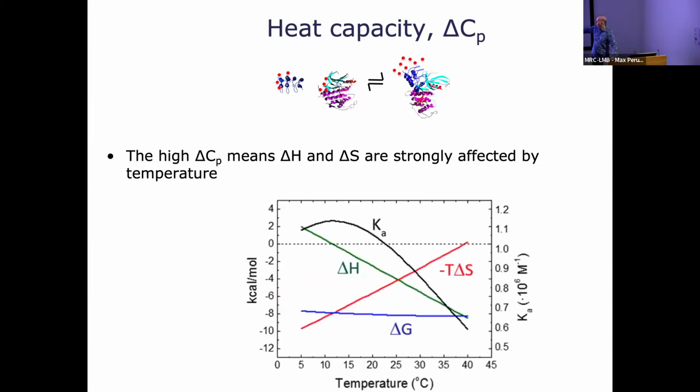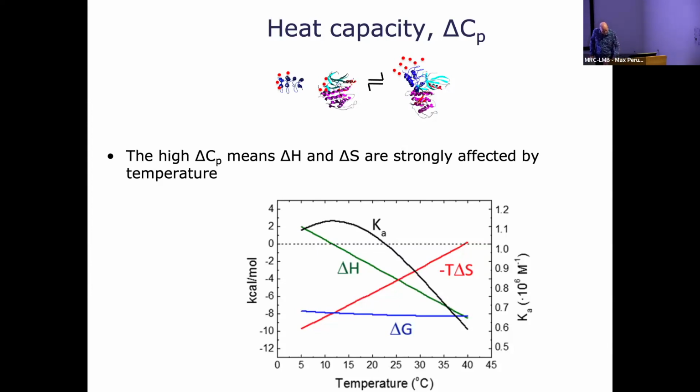So when we look graphically at what the changes are, in this case you can see with temperature, delta H is going from positive down to negative with increasing temperature. And that's being opposed by the minus T delta S in red, which is getting from negative up to positive here. So you're getting a temperature dependence on the equilibrium.